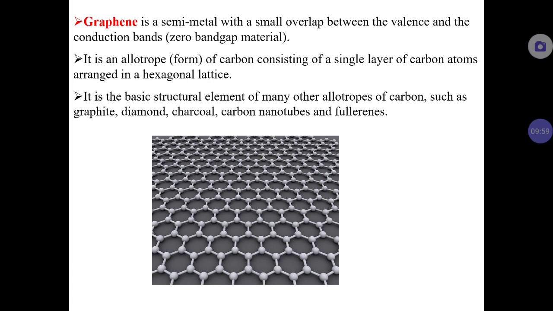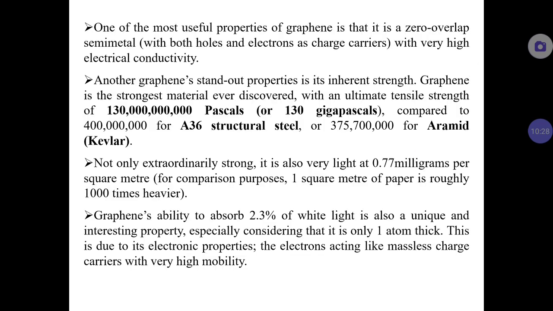So it is the basic structural element of other allotropes. For example, if you want carbon nanotubes, if we roll this graphene sheet, we can get the carbon nanotube. And in an expanded view, we can say that this is the graphene material, and either it can be rolled to get a carbon nanotube, or it can be made spherical to form a fullerene, etc.